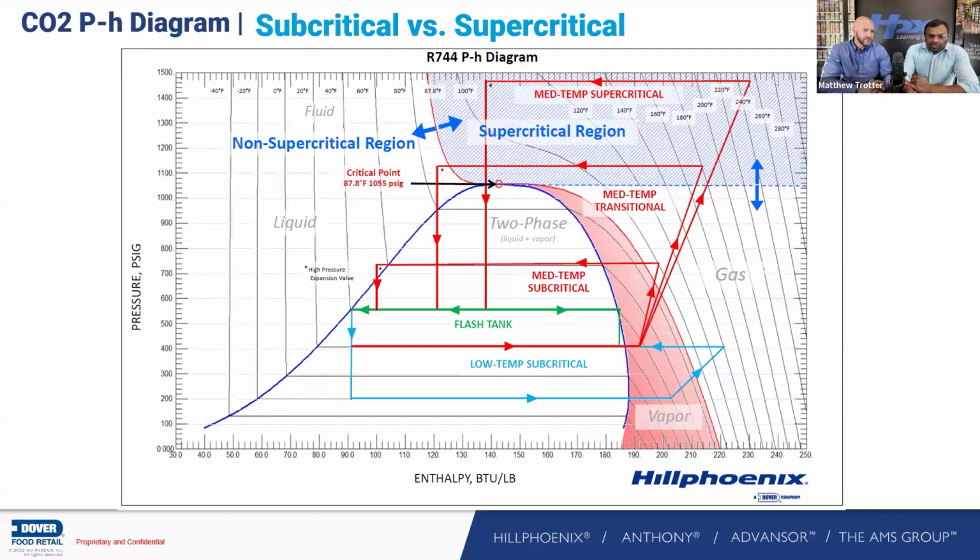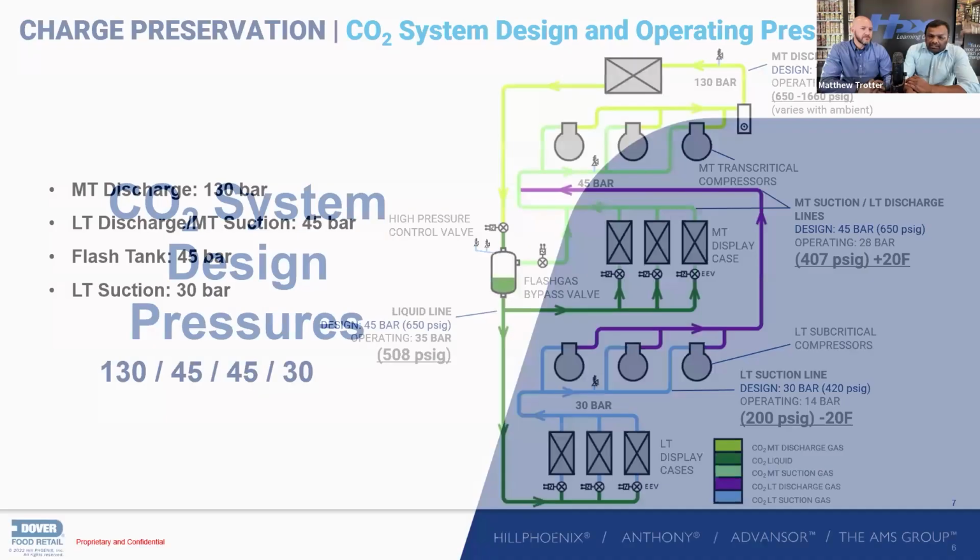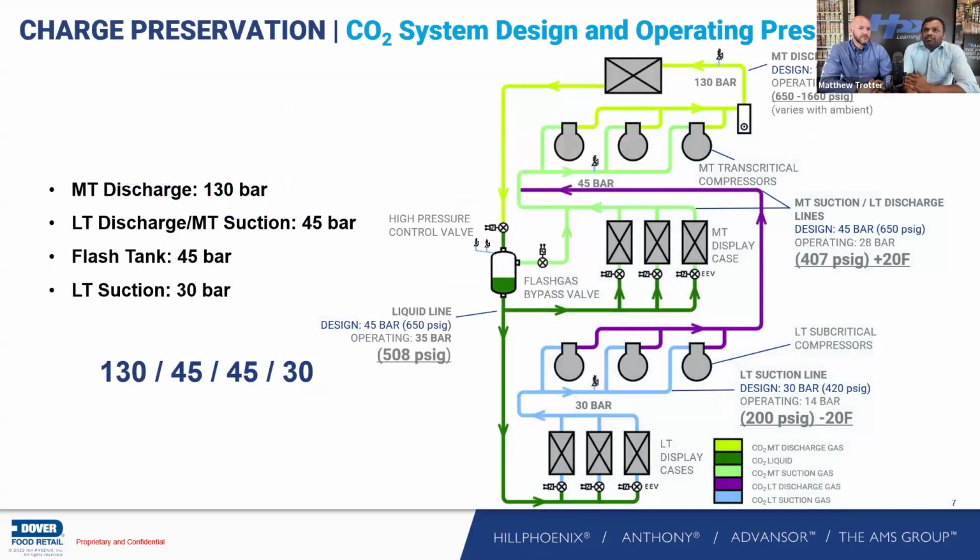The critical point of CO2 is 87 degrees and about 1055 psi. And the liquid is operated at around 38 bar or 34 bar, depending upon the system design. So looking into the system design, how a typical CO2 system looks around the world, this has been in operation since 2011 or even before that.